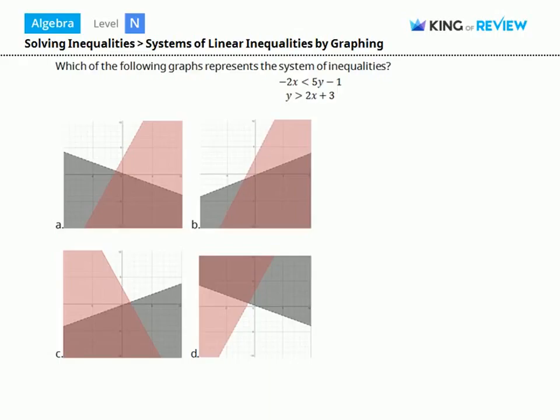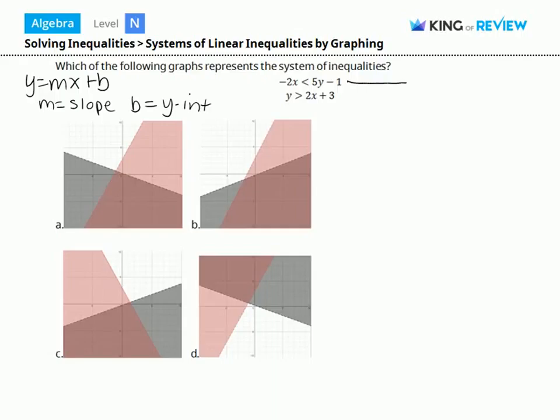What we'll do first is put each of these in slope-intercept form. Slope-intercept form is y equals mx plus b, where m is equal to the slope and b is equal to the y-intercept. The reason we're putting it into this form is because it's an easy way to graph a line.